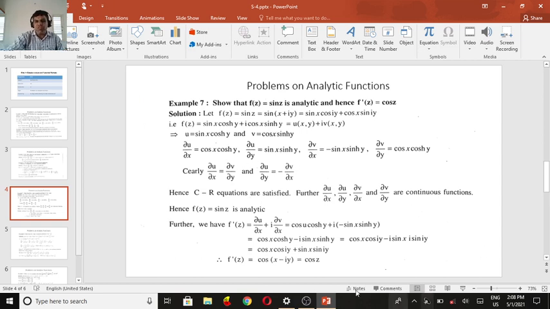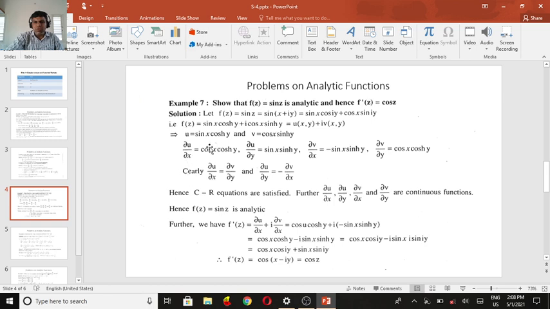Again we come to the v function. Del v by del x is equal to minus sin x sinh y. We differentiate cos x, we get minus sin x. Again del v by del y, we get cos x cosh y.